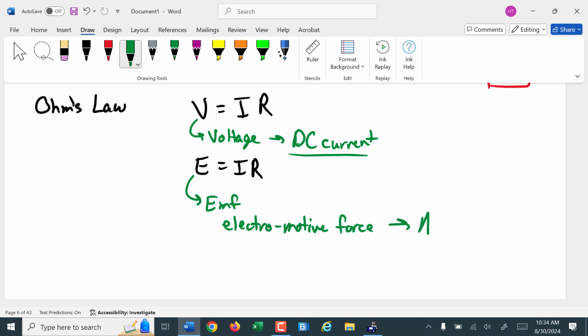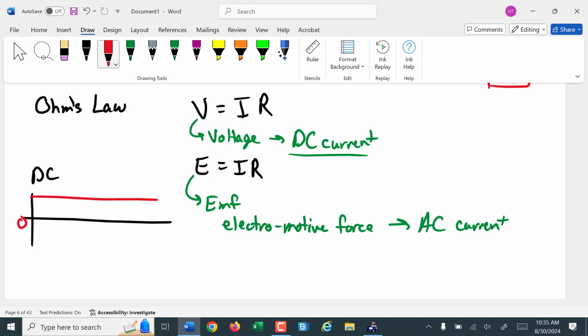E is short for EMF. It's electromotive force. It is for AC systems. Technically, an AC system does not produce a voltage, it produces a force. It's a push and a pull. A voltage only pushes, an EMF pushes and pulls.